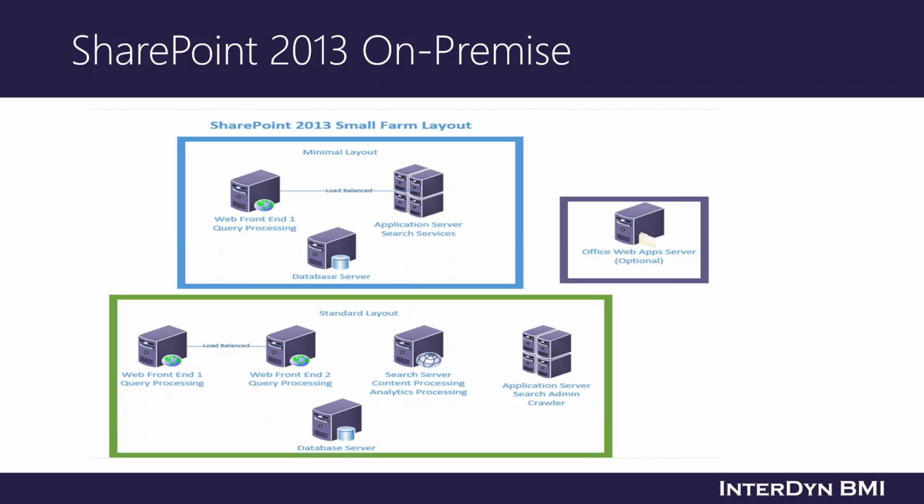At the bottom is the standard layout. You'll have 2 web front ends. Maybe they'll be load balanced. There'll be a search server, an application server, and a database. That's a little more robust farm. This is almost the recommended way to have a really good, fast environment for a mid-size business.